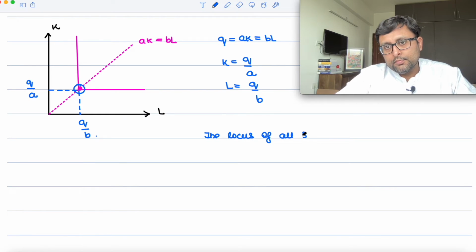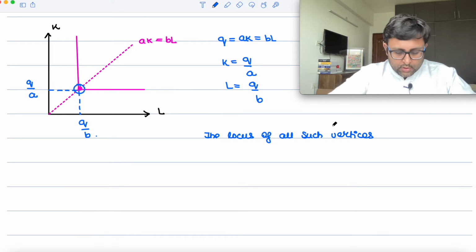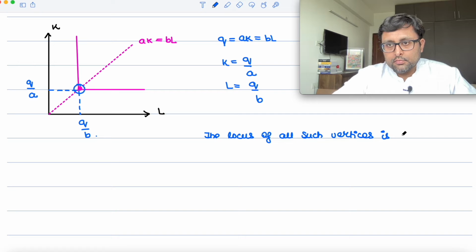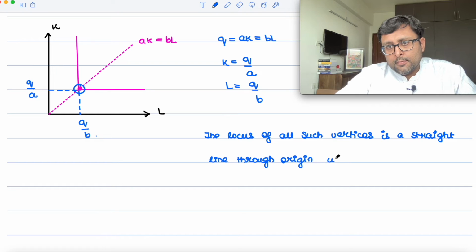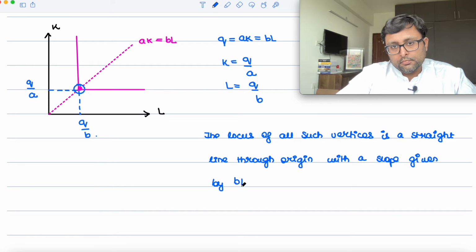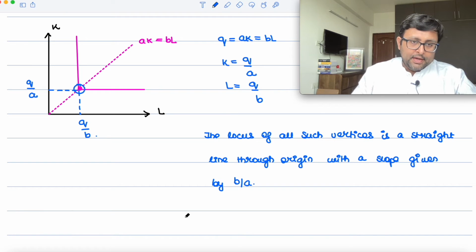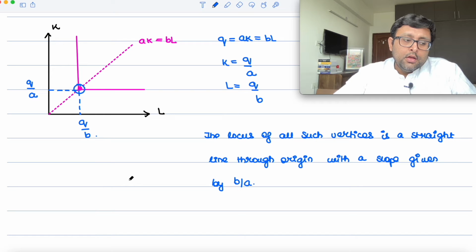The locus of all such vertices, this kink line I'm saying, is a straight line through origin with a slope given by B by A. So when you have this kind of production function, then the production process has to use the inputs only in a fixed ratio. That's true, right?